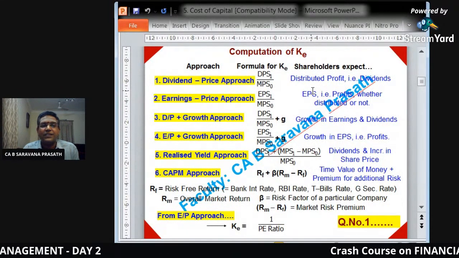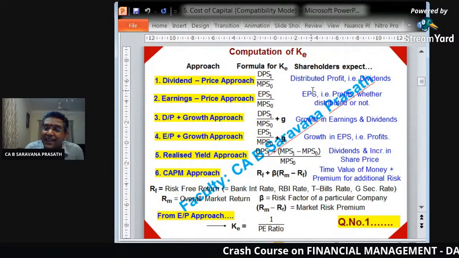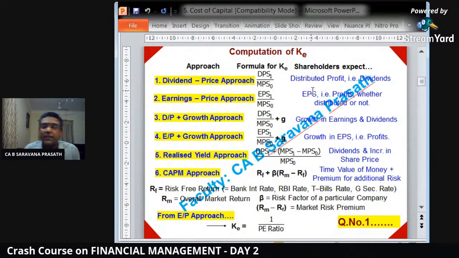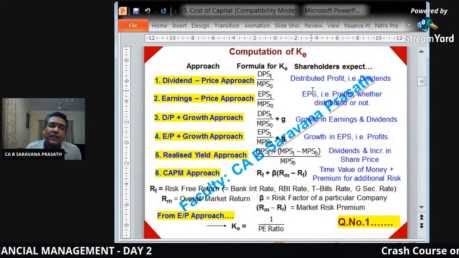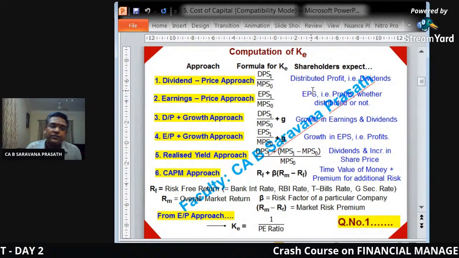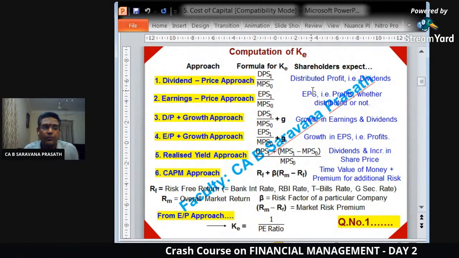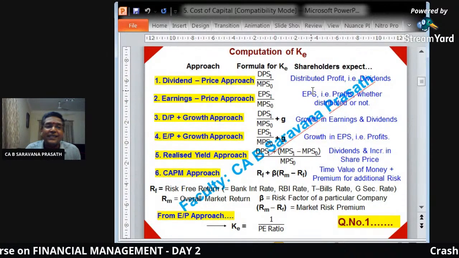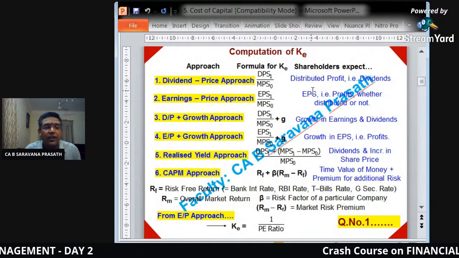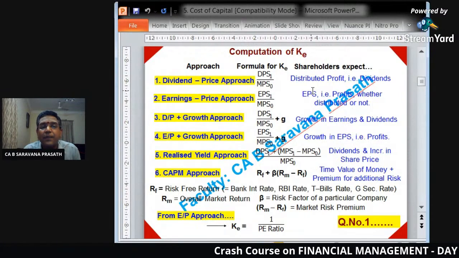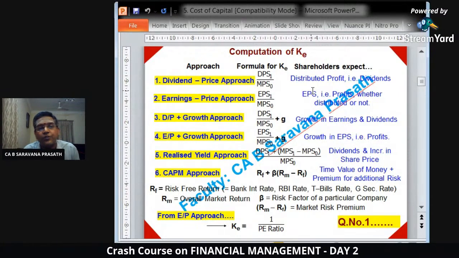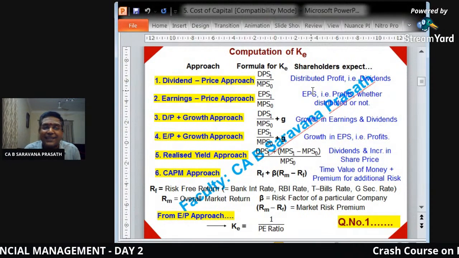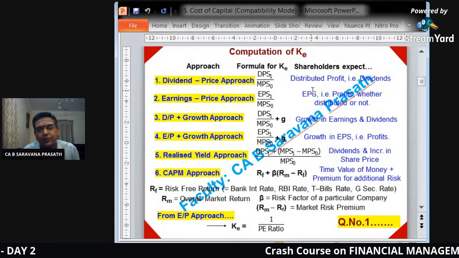So, the first approach is dividend-price. There is no minus sign here. Dividend-price approach. The second approach is earnings-price approach. The third one is dividend price plus growth approach. The fourth one is earnings price plus growth approach. The fifth one is realized yield approach. And the sixth one is called capital asset pricing model approach, CAPM. I repeat, capital asset pricing model approach.